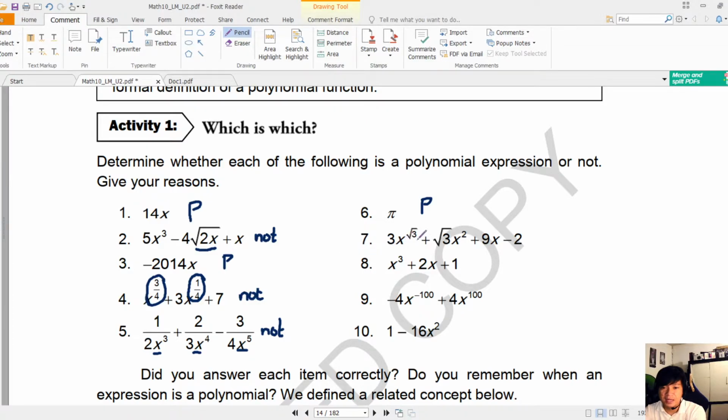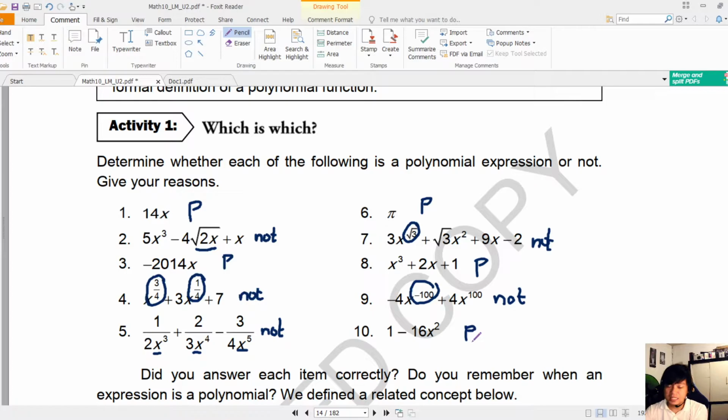Number 7, di ba sabi ko kanina, dapat yung exponent is a whole number and square root of 3 is not a whole number. So this is not a polynomial. For number 8, this is a polynomial expression. For number 9, isa sa mga condition din, dapat walang negative exponent. So this one, may violation, hindi nasunod yung condition, so this is not a polynomial. And the last number, we have this one, this is a polynomial.